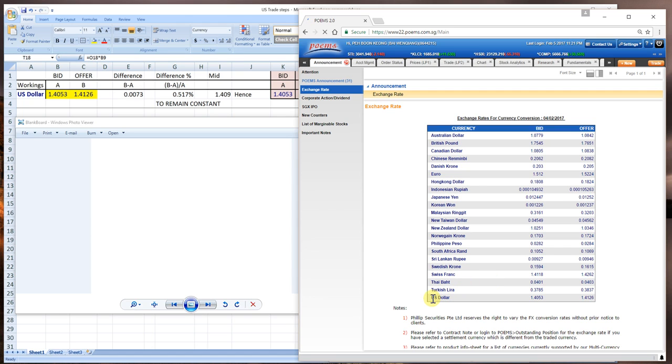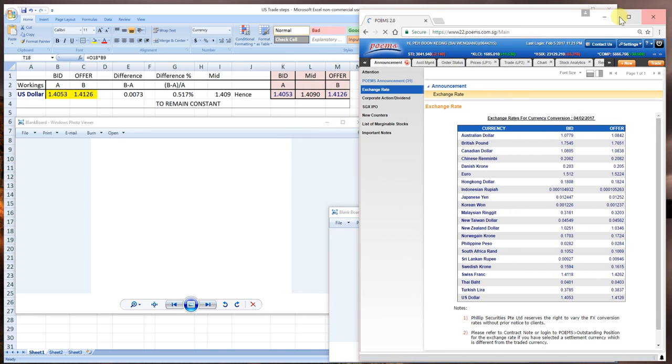As for today, we are just going to take the US dollars as an example. The US dollar has a bid of 1.4053 and an offer of 1.4126. Likewise, I have copied and pasted the currencies shown over here, 1.4053 and 1.4126. So we won't be needing Poems 2 at the moment.